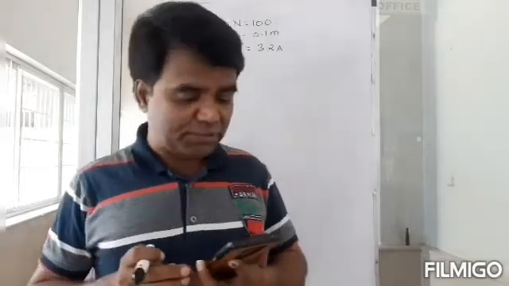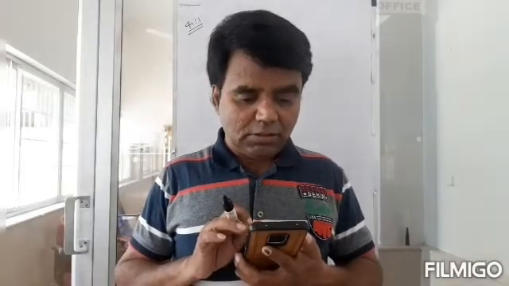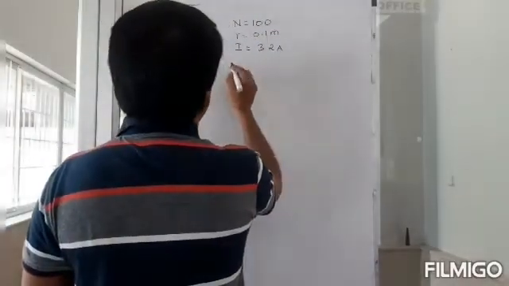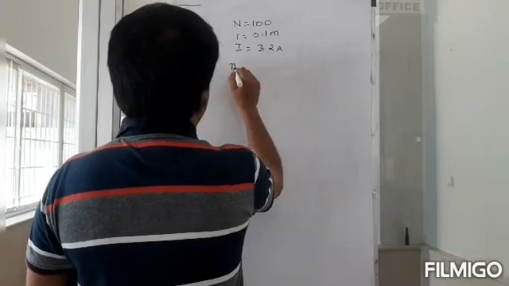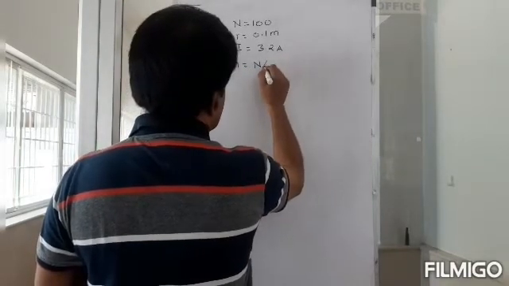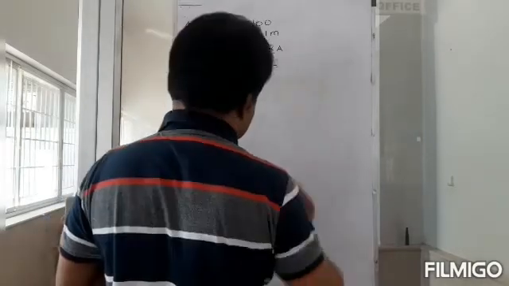Let's do the second part, B. The magnetic moment of the coil is what is asked. So, what is the magnetic moment of the coil? We know that magnetic moment M is given by NAI, or NIA, whatever you want to call it.